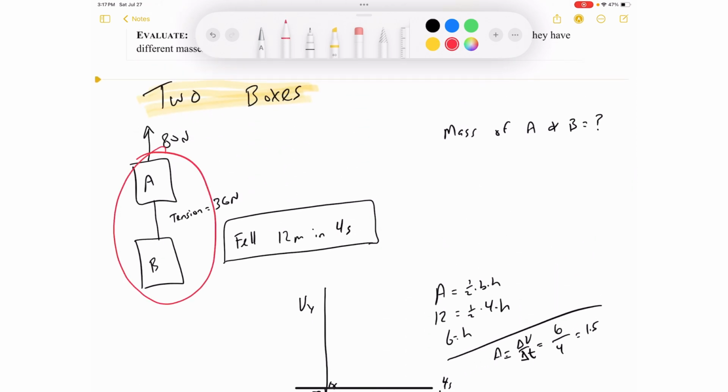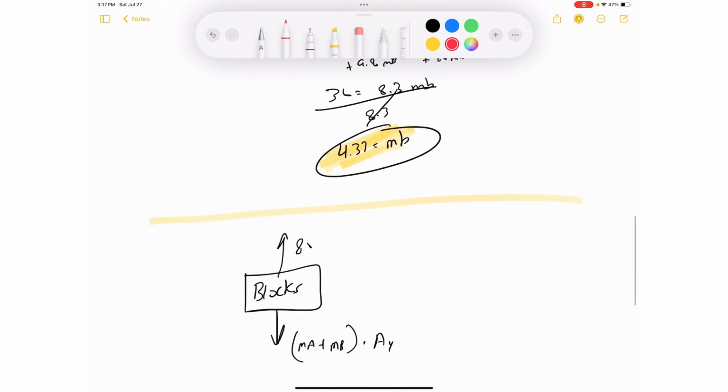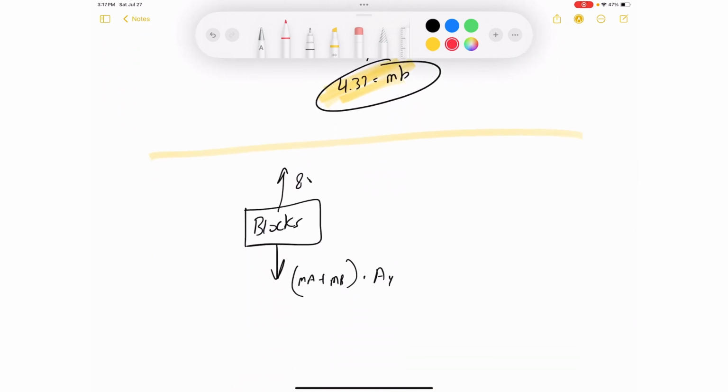Consider the whole thing one system, like a black box, and then you have something pulling up, the 80 newtons, and then something pulling down, which is the weight of what? Both A and B. Okay, so that's just another way you could have solved this problem, or another equation. Okay, all right, that's it.